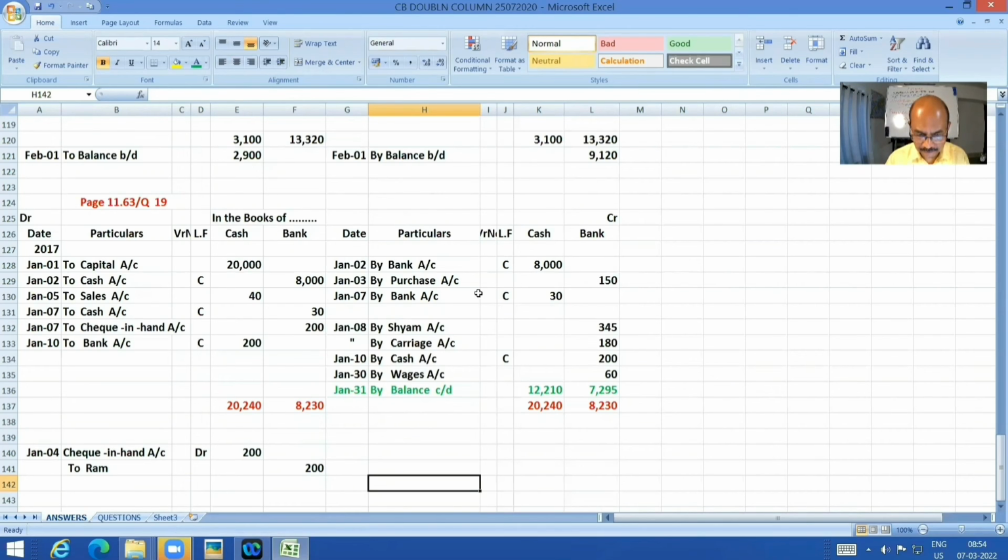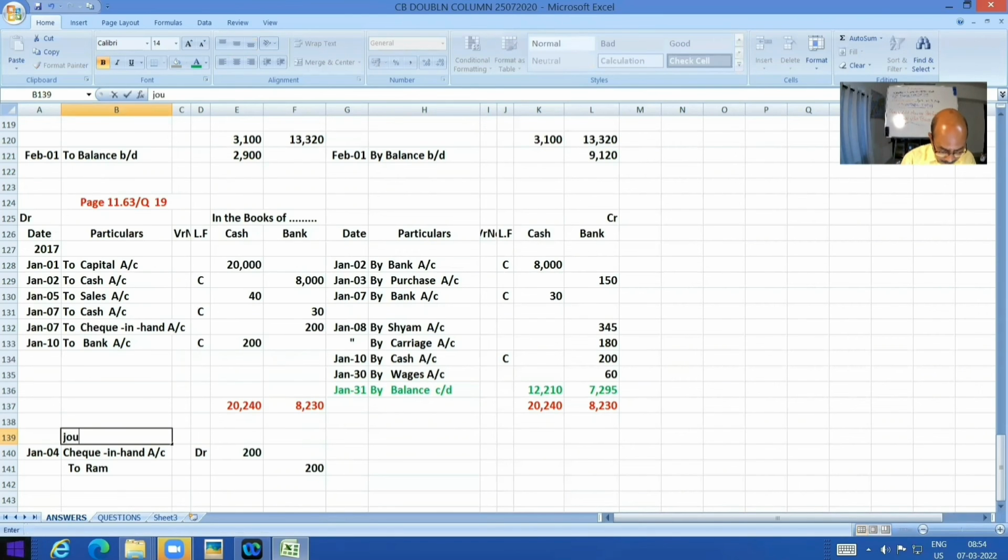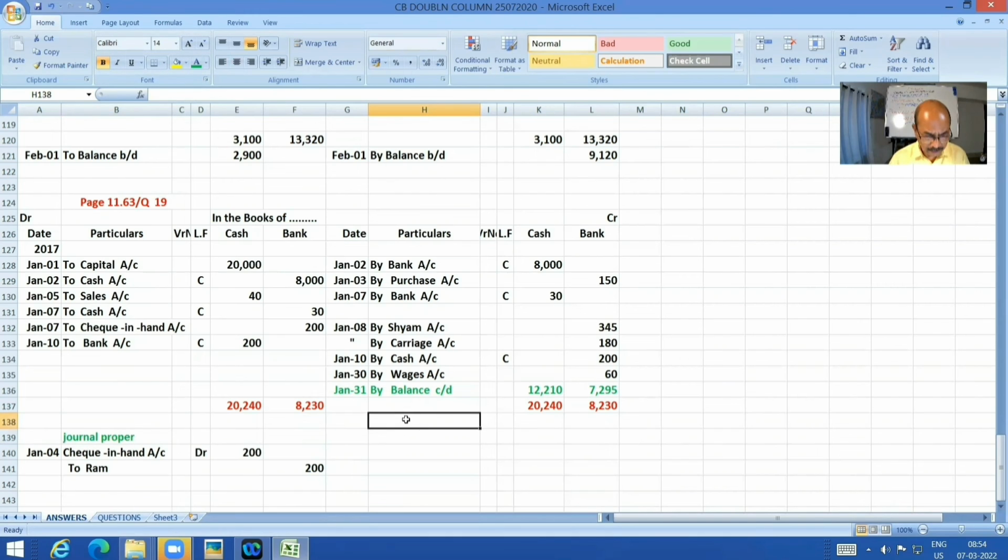Bought goods by check. By purchase account 150. Received check from Ram. Listen, I am in the habit of reading the sum fully. I find that on a later date, this check has been handed over. Hence, I have put it in my journal proper. Check in hand account to Ram 200. Fine. Next, sold goods for cash 40.